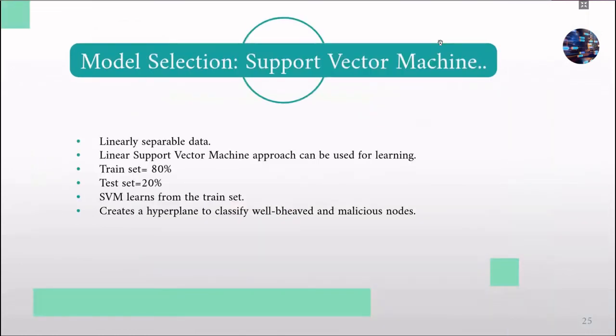Besides the mentioned things, for machine learning models, data selection is an important task. As the dataset seems linearly separable, we use support vector machine as our model. Dataset is divided into two sets. One is the train set, which consists of 80% of the data, and the other one is the test set consisting of the remaining 20% data. Our SVM model learns from the training set and creates a hyperplane to classify well-behaved and malicious nodes.